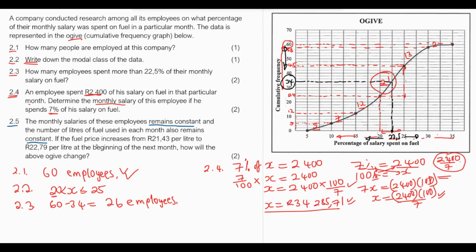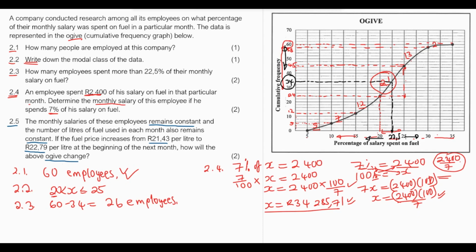Now, if the fuel price increases from 21 Rand 43 cents per liter to 22 Rand 79 cents per liter at the beginning of next month, how will the above ogive change? So nothing is changing except the fuel price. So what will happen here? It means that the percentage of the salary used by each employee for fuel will increase.